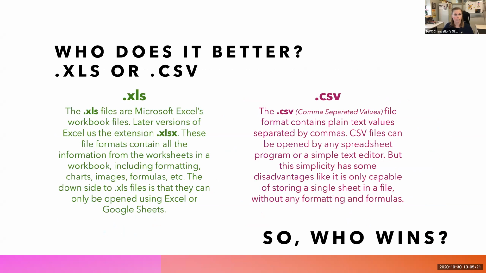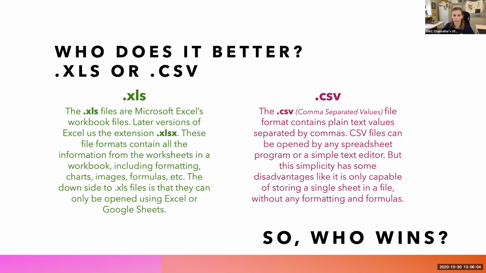Okay. So who does it better, a XLS or a CSV? You might be looking at this going, I don't even know what those are, but we'll go through it and I'll explain. So a .xls is an Excel file. When you go into Excel and you create a document and you save it, it'll save as a .xls. This kind of document can have everything that's inside of the workbook, including charts and images, formulas, and those sort of things. You can only open it through Google Sheets or Excel.